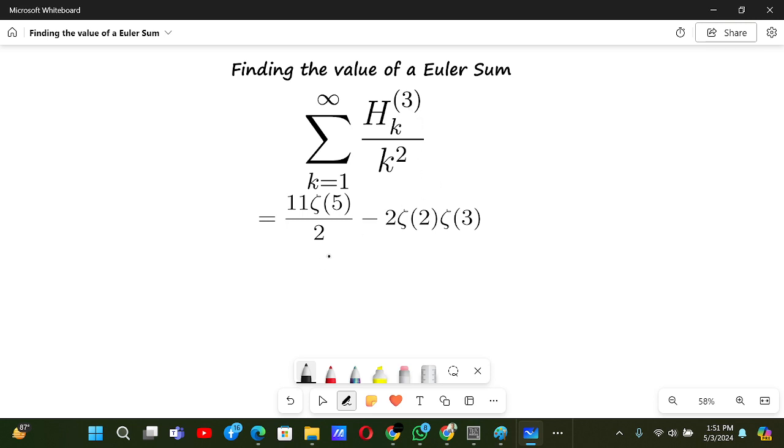And we know the sum is given here: 11 over 2 times Riemann zeta of 5 minus 2 times zeta of 2 zeta of 3. But how do we solve this sum? That's a good question. Okay, so now let's go for solving this problem.